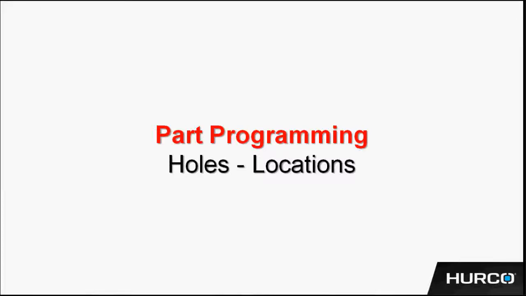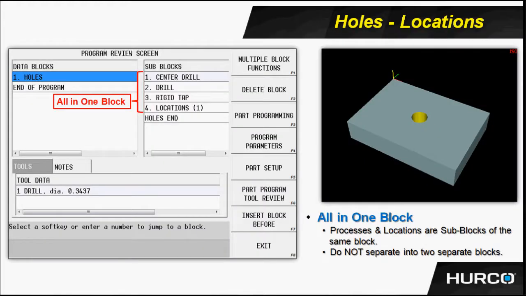Okay, we have a couple of options when it comes to locating holes. One of those options is locations. We're going to use the X and Y locations for as many holes as we need to for a particular feature. Now when we talk about the holes block, I want to reiterate something I said earlier, and that is that every feature on the part is one block of the program.